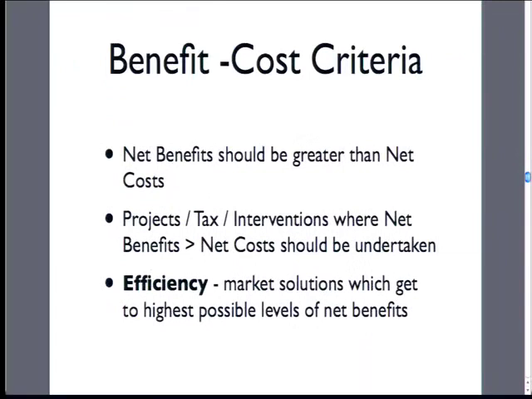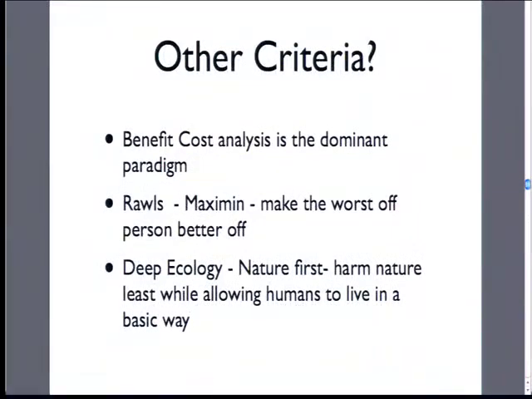So we want the net benefits of a change in policy or a gas tax to be greater than the net costs. If the net benefits are greater than the net costs, that's the project we should do. That's the tax, that's the different kinds of government intervention, the regulation. And the criterion that we'll use throughout chapters 10, 11, 12 is an efficiency criterion. So we want to get the highest possible levels of net benefits. We want some market solution where people can trade and reallocate their resources, their inputs, what types of energy they're using, to get to points where we can maximize the net benefits. So benefit cost analysis is the way we're going to motivate things in this class.